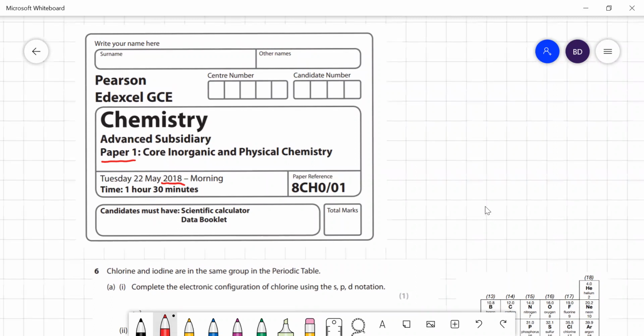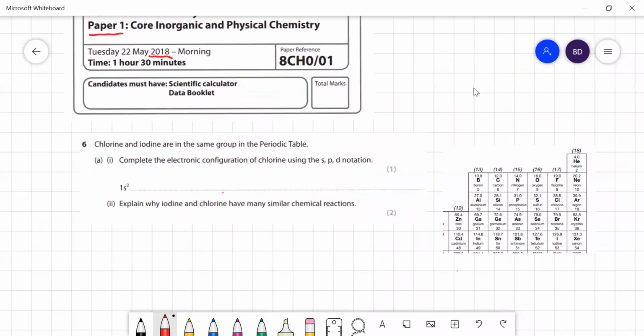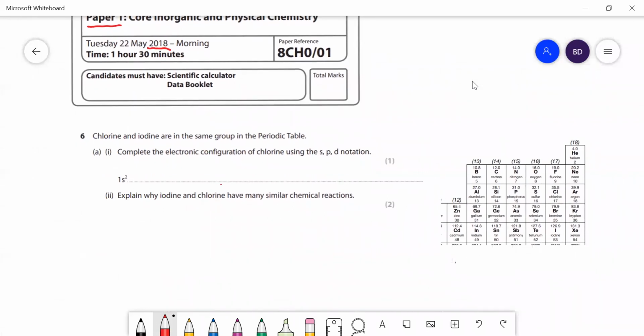Okay, right. Chlorine and iodine are in the same group of the periodic table. Complete the electronic configuration of chlorine using SPD notation. Well, here's chlorine here. You can see it's in period 3. And it's in the P block, so it's going to be 1s, that's going to be full at 1s2, 2s2, 2p6, so the second shell's full. Then we've got 3s2, and then we've got 1, 2, 3, 4, 5, it's 3p5.